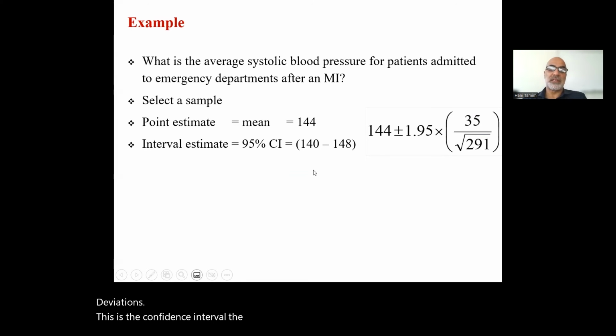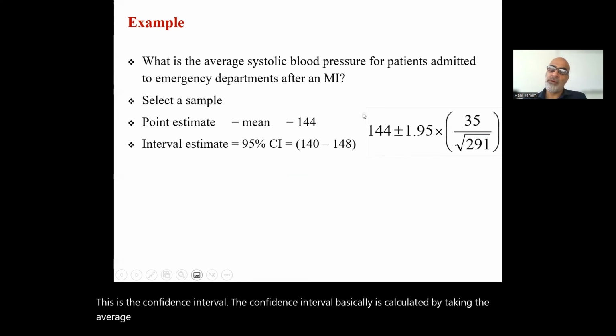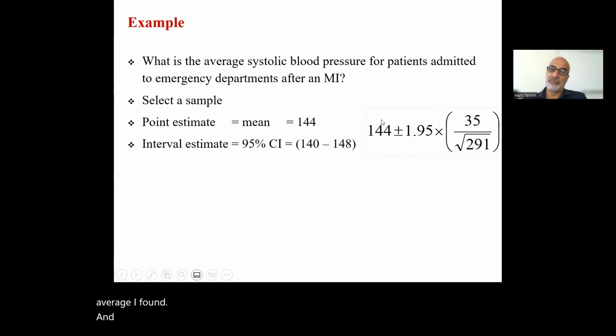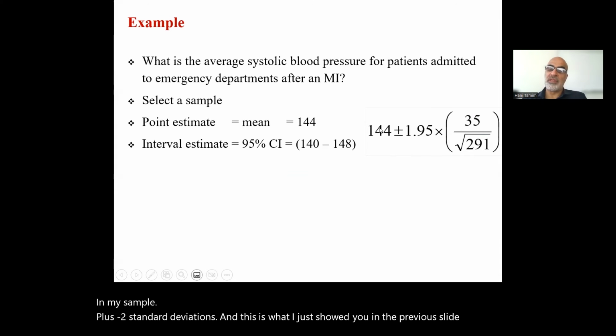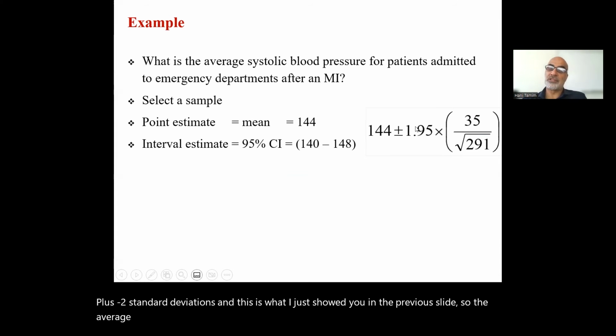The confidence interval is basically calculated by taking the average I found in my sample plus or minus two standard deviations. And this is what I just showed you in the previous slide. So the average plus or minus two standard deviations will give you 95%, and that's why this is a 95% confidence interval.